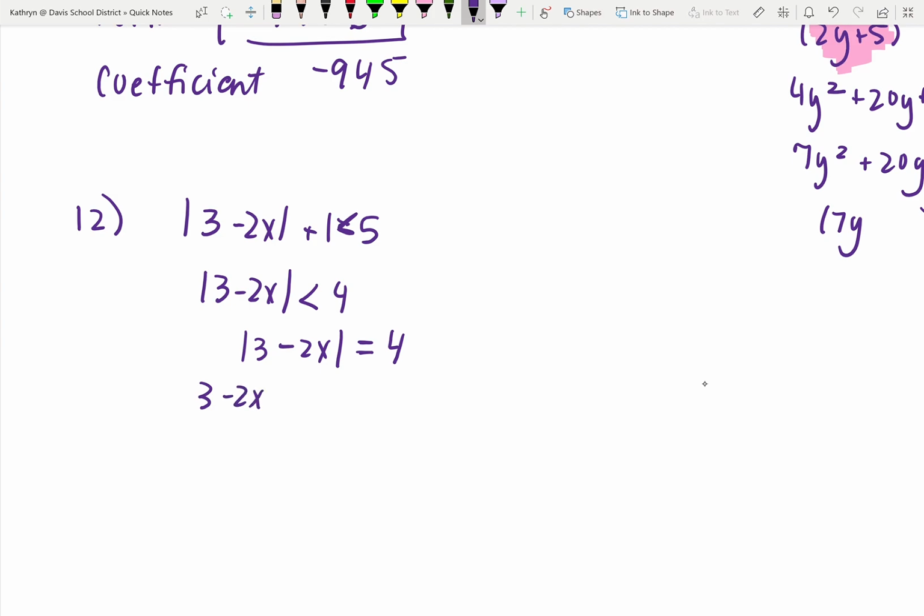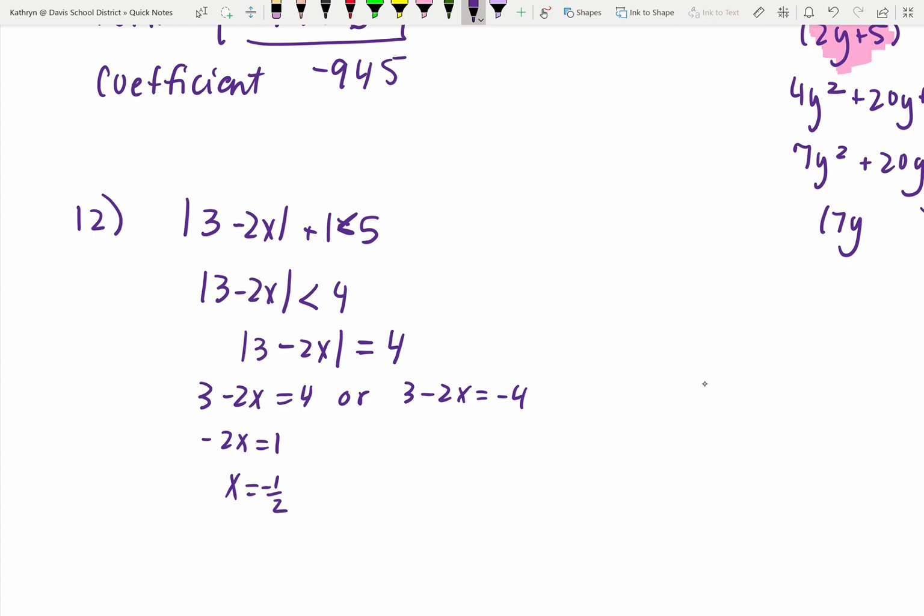Now split it into 2. 3 minus 2x equals 4, or 3 minus 2x equals negative 4. One thing I remember is that some of you keep the absolute values right there. But on that step, when you split it into 2, you don't have any more absolute values, so make sure you drop those, okay? The 3 comes over, so negative 2x equals 1, divide, x equals negative 1/2.